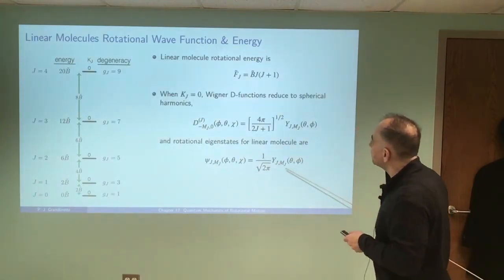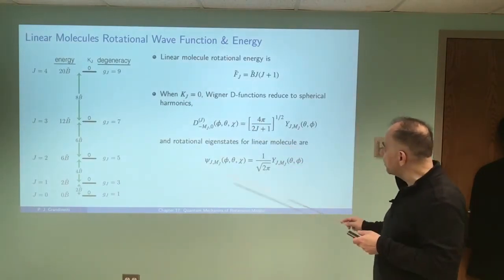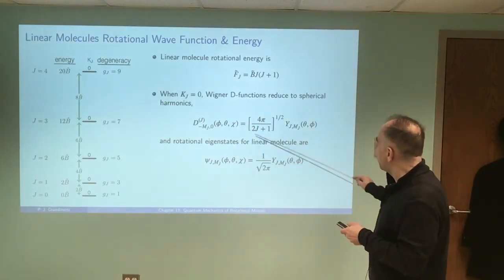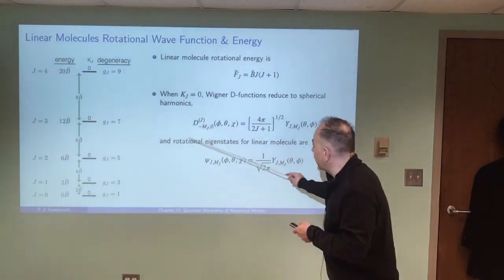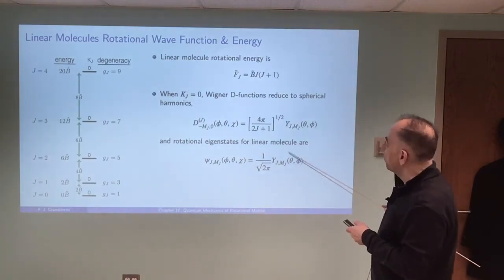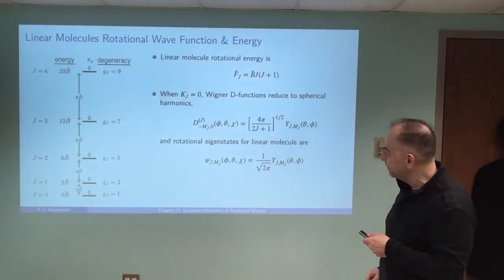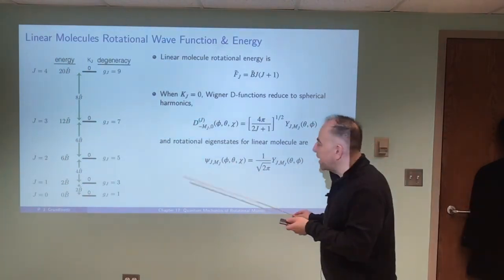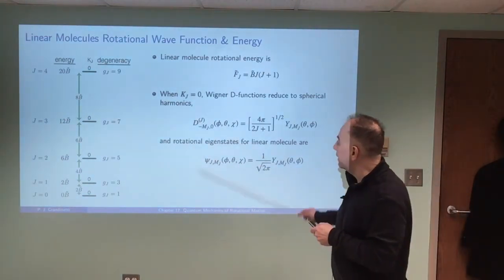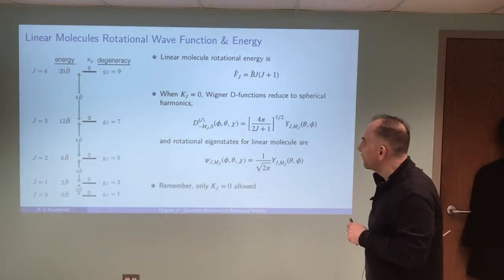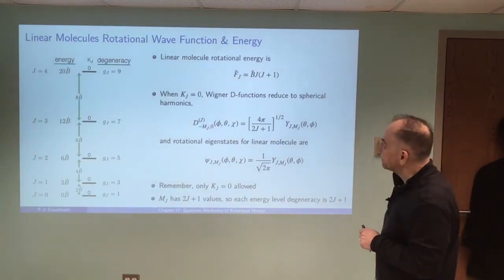Now, for the wave function, it turns out that the Wigner-D functions with Kj equal to 0 reduce to some multiplier times the spherical harmonic functions, which we've seen before. When you work this out for the wave function for the linear molecule, it's simply 1 over square root of 2 pi times the spherical harmonics. Okay. So here's our wave function. I've left out the Kj because Kj is always equal to 0 for the linear molecule. So the only degeneracy we have is associated with the Mj.